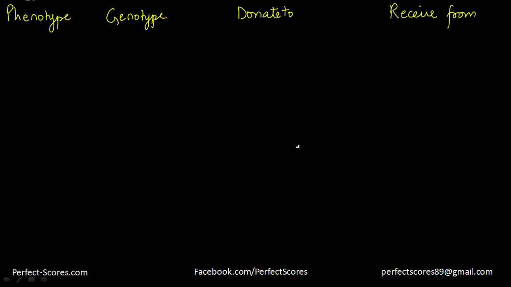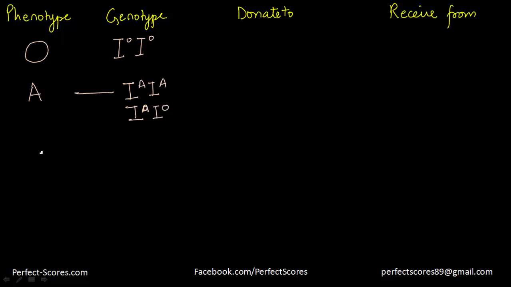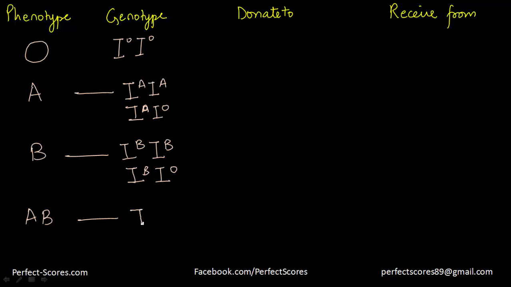So let's create this little table of phenotype, genotype. It can donate blood to which kinds of blood groups and receive from which kinds of blood groups. So we basically have the first phenotype, which is O, and the genotype is this combination. We have the phenotype A, which has two different kinds of genotypes. One is this one, and the other one is this one. Then we have B blood group, which has again two genotypes, homozygous and heterozygous. And lastly, we have AB, which has only one genotype, which is codominance, A and B both.